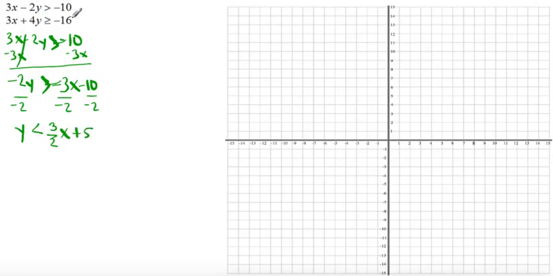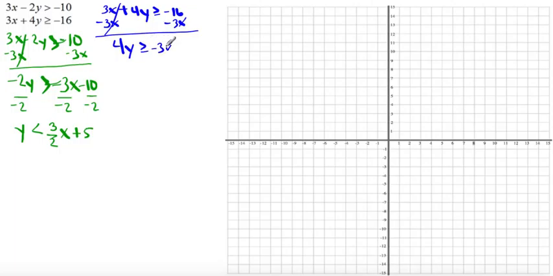We do the same thing with the second inequality, so I have 3x plus 4y is greater than or equal to negative 16. So I subtract 3x on both sides. So 4y is greater than or equal to negative 3x minus 16. I have to get y by itself, divide everything by 4. So y is greater than or equal to negative 3/4 x minus 4.